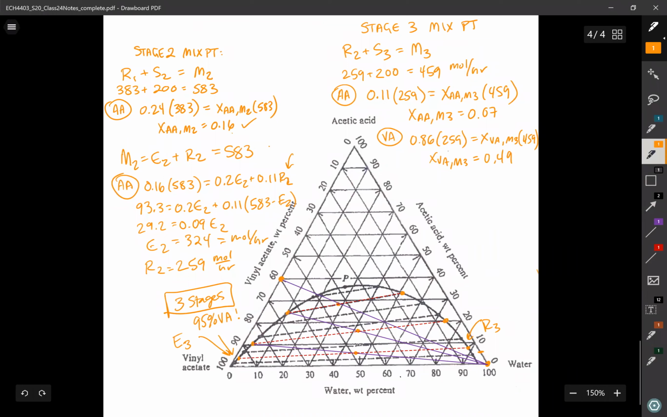On Friday, we'll talk about the limits of solvent flow rate. So just like there was a minimum solvent flow rate for both distillation and absorption stripping, there's also a minimum flow rate that you have to take into consideration when you're designing a liquid-liquid extraction.